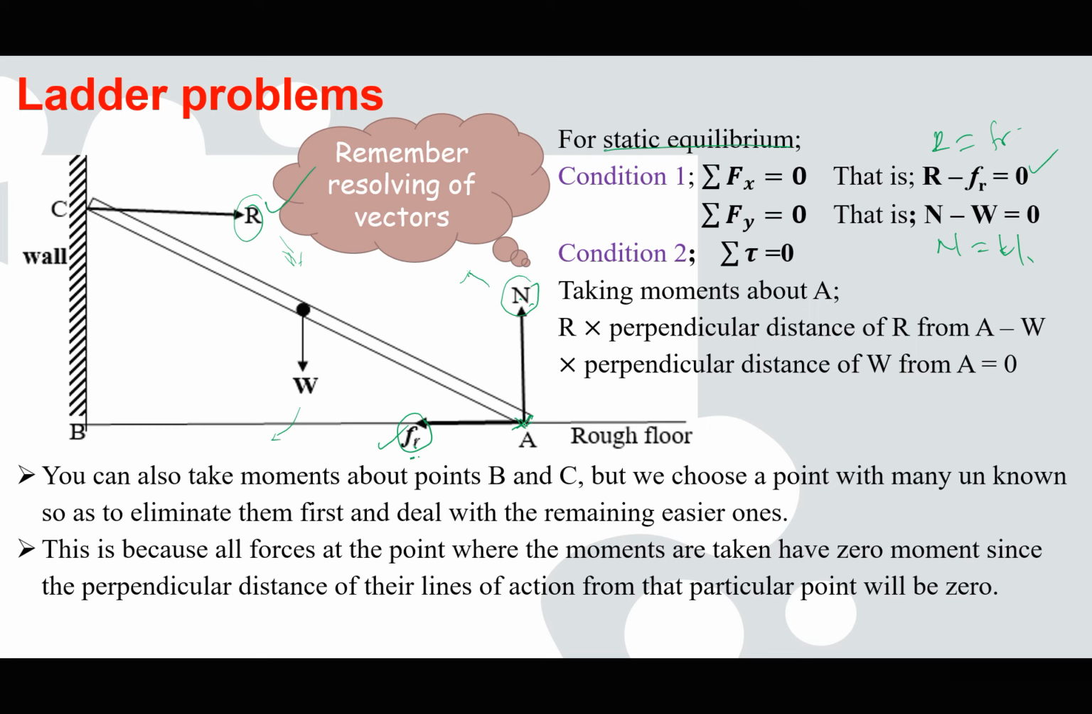So if I take moments about A, the line of action of FR goes through A, its moment is zero. The line of action of N goes through A, its moment is zero. So I have literally eliminated N and FR. So I only remain with the moment of R and the weight. If the weight is known, then R can easily be found if I take moments about A. So let's put this in an example to fully understand this.